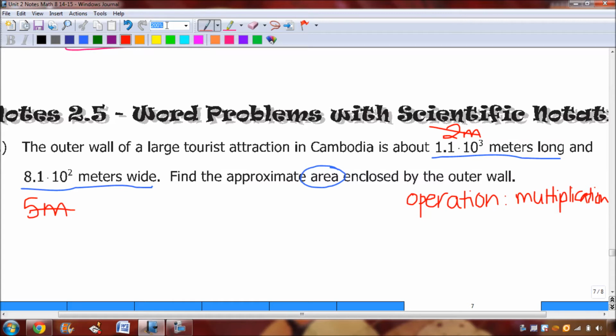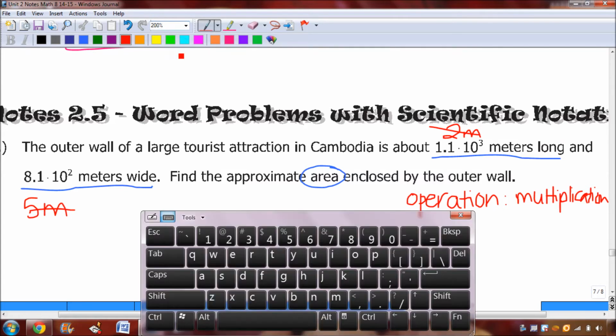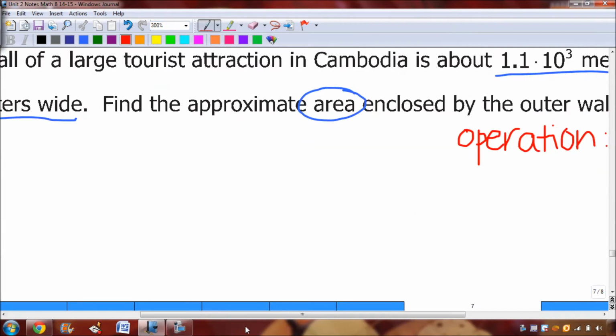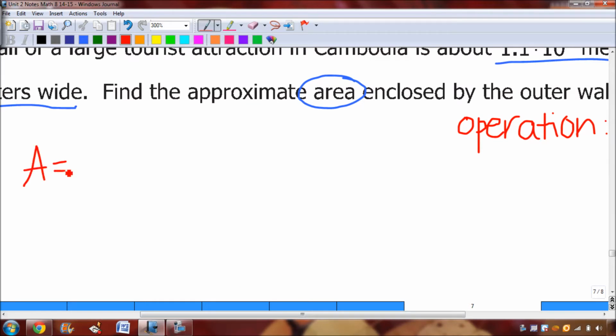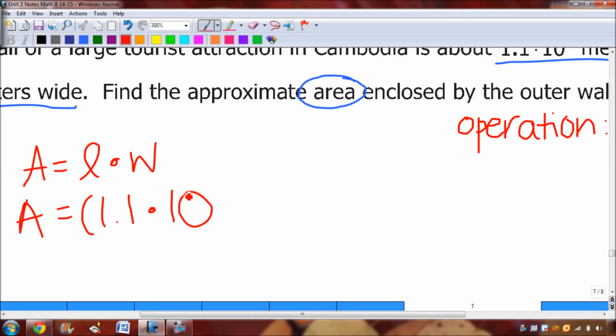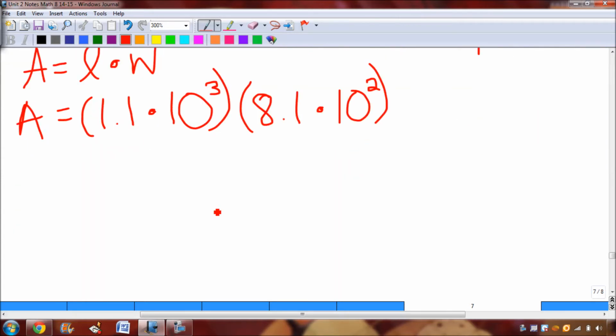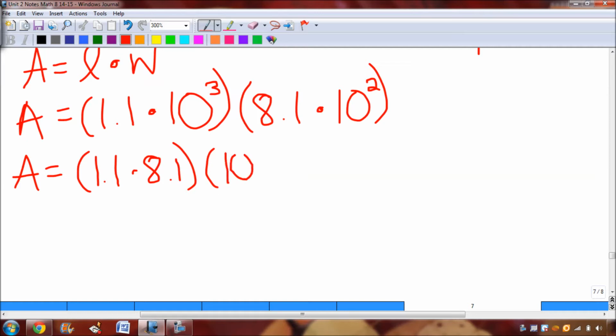Now you're going to probably want to write kind of small. I'm going to zoom in on here a little bit so that I have a little bit more room to write. You're going to just need to write small on your paper. Okay? So in order to find area, I just take the length and I multiply it by the width. And I know that the length is 1.1 times 10 to the 3rd power. And I also know that the width is 8.1 times 10 to the 2nd power. So I can go ahead and group these together. So that means the area would be 1.1 times 8.1, right? And then multiplied by 10 to the 3rd power times 10 to the 2nd power.